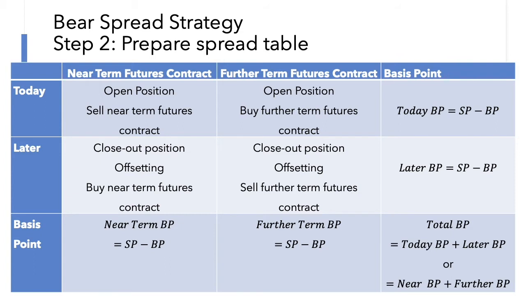Or you can calculate based on the type of the contract. For example, you can calculate the basis point for near-term futures and you can calculate the basis point for further-term futures. The formula is selling price minus buying price, and then you can total up in the last box of the table. Either you add today's basis point plus later basis point based on the time, or based on the contract, the near-term basis point plus the further-term basis point. So this is step number two.